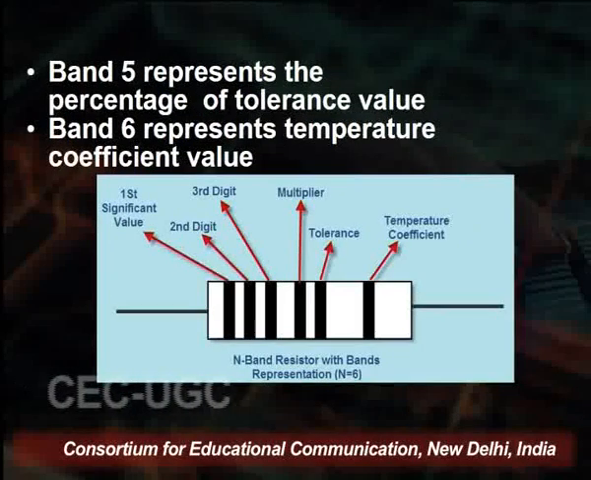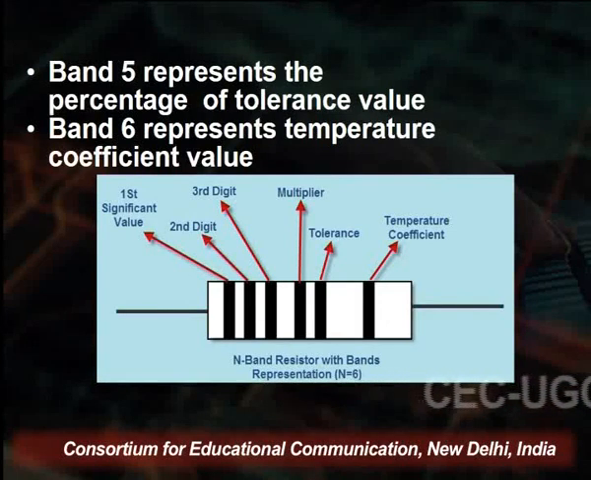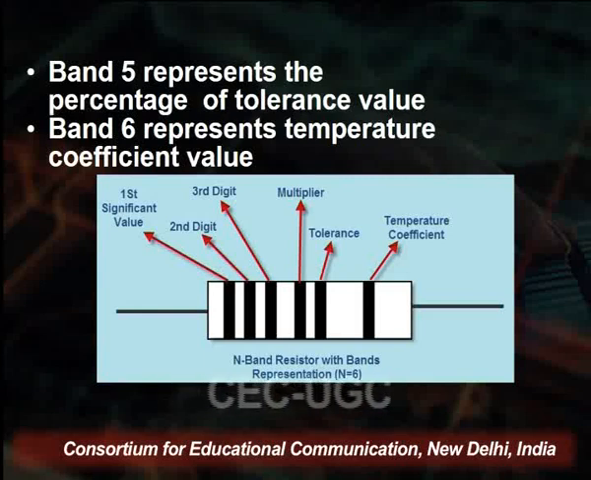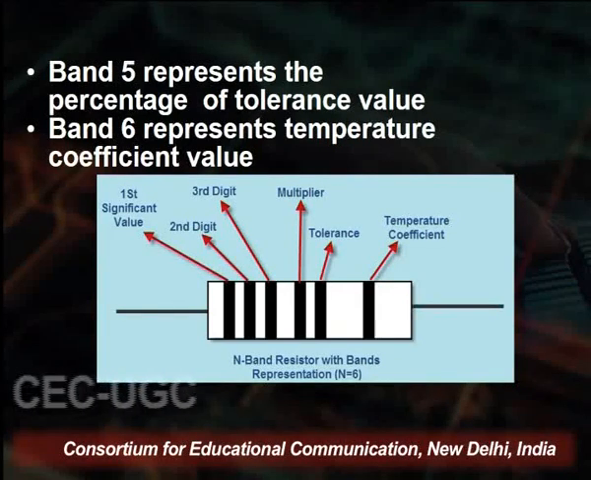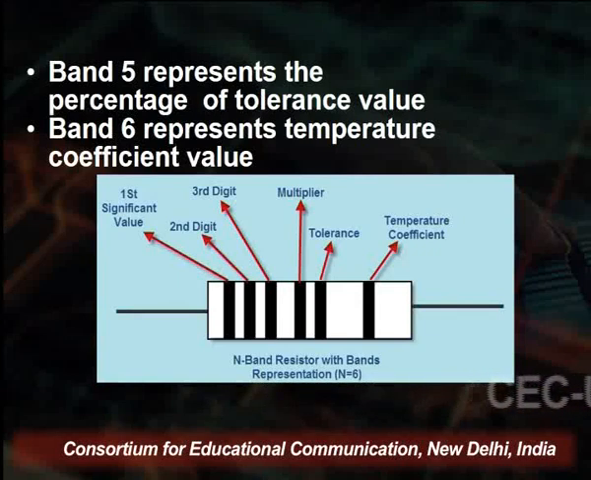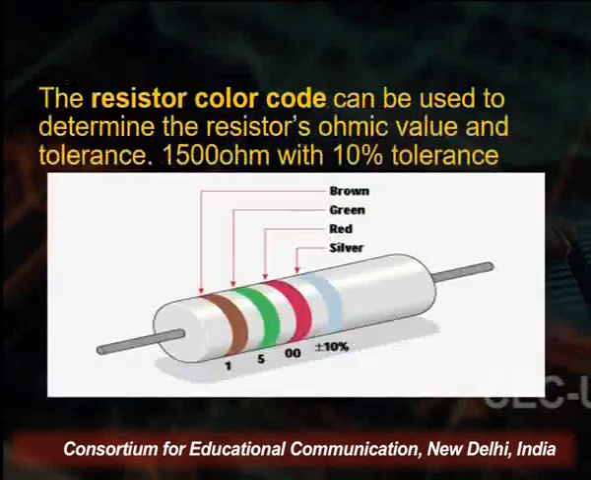Now, band 5 represents the percentage of tolerance value, which is given for none, for silver, for gold, and so on. That is the tolerance value. Band 6 represents the temperature coefficient if the resistor is related to temperature. So, these are the representations of the color code on the resistor.